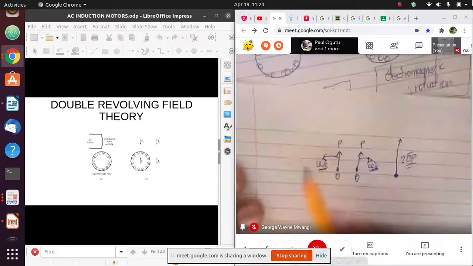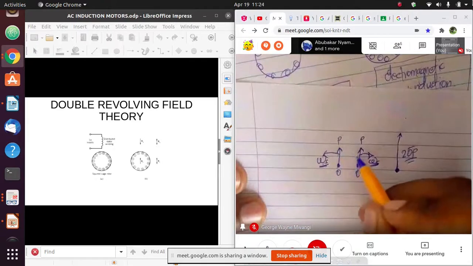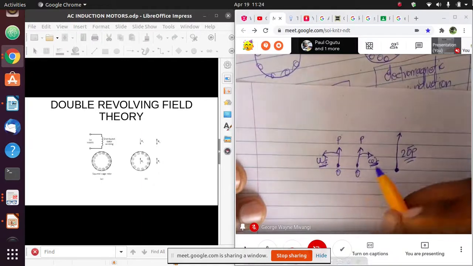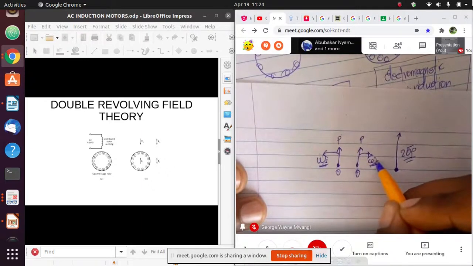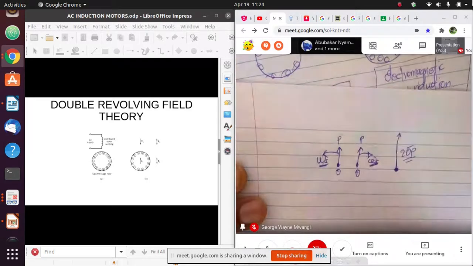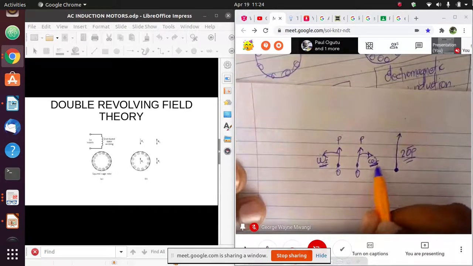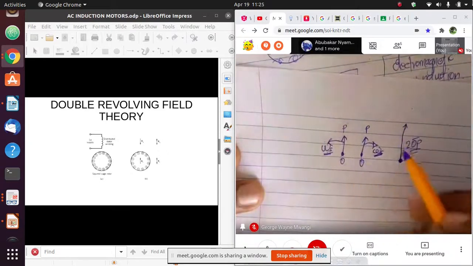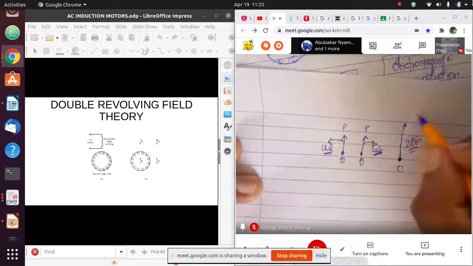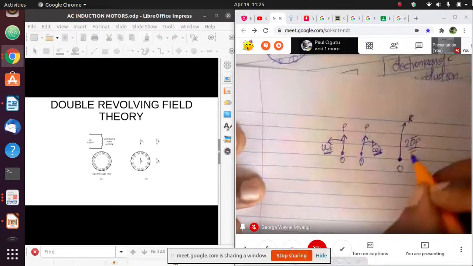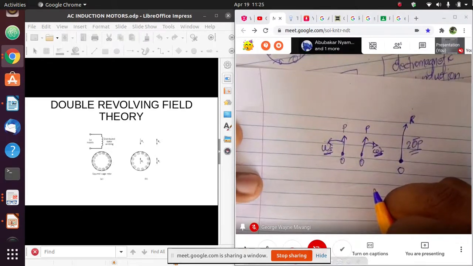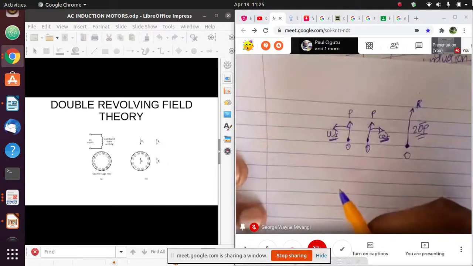Now, let us imagine two vectors, OP. This vector is rotating in the anticlockwise direction with angular velocity omega s, and we have this one rotating in the clockwise direction, having angular velocity omega s. The vector sum of this, let me label it OR, will be twice OP. Are we together? I don't know if we are together. If I'm losing you, ask questions please.